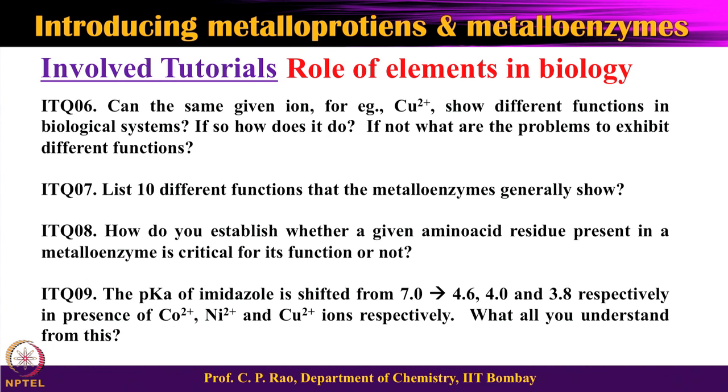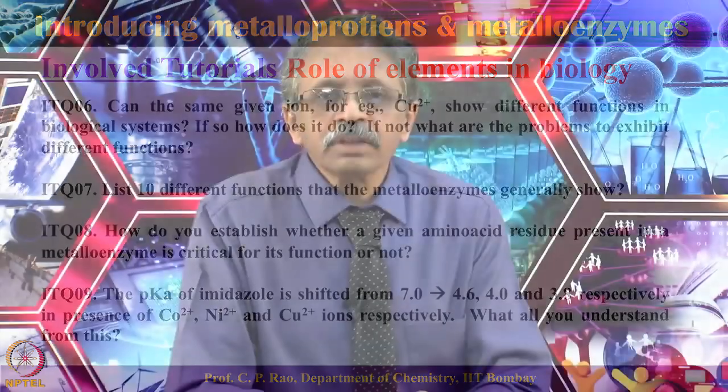Okay, come to the next question in the involved type. The pKa of imidazole is shifted from 7 to 4.6, 4.0, 3.8 respectively in presence of cobalt 2 plus, nickel 2 plus and copper 2 plus ions respectively. So, what do you understand from this? In water you have the pKa of 7.0, and it brings it down. That means, for example, the imidazole group is activated by these metal ions. They try to displace the proton.